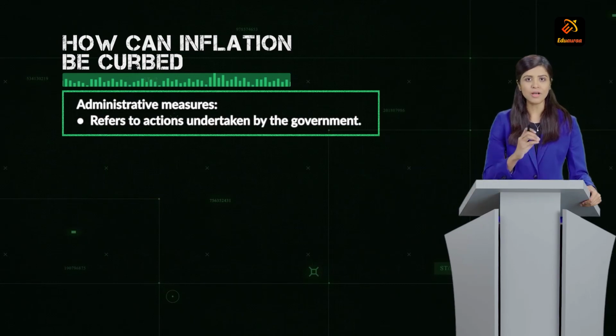Apart from all these three measures which we discussed recently, any change in the demand and supply factors can also help in reducing inflation.